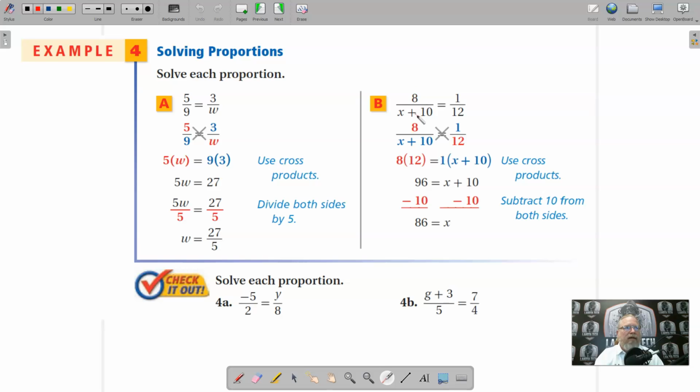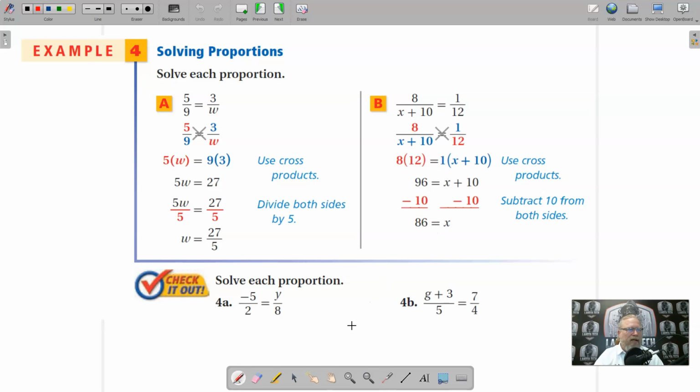Now on the second one, we have an expression as our denominator, but that's fine. Let's go ahead and multiply our extremes. 8 times 12, that's on the left, and then multiply our means, the quantity of x plus 10 times 1. So that's on the right. 8 times 12 is 96. 1 times x plus 10 is just going to be x plus 10. Now let's subtract 10 from each side, and we get x equals 86.